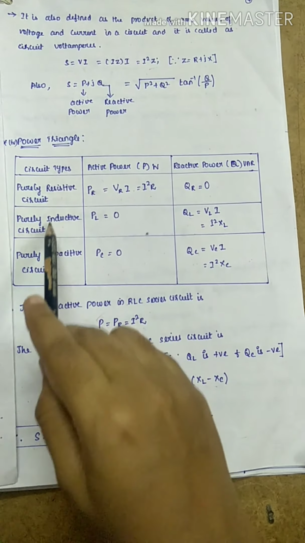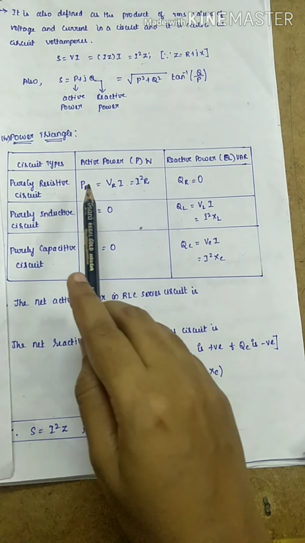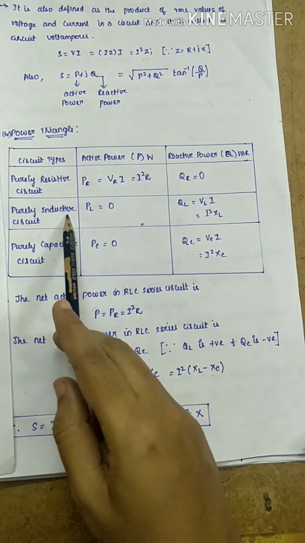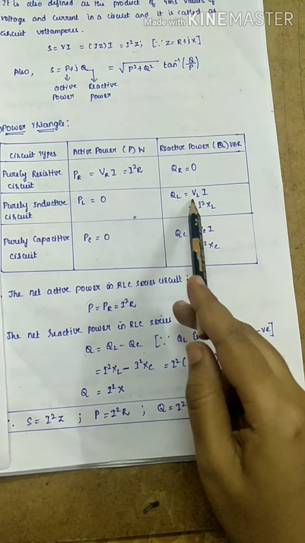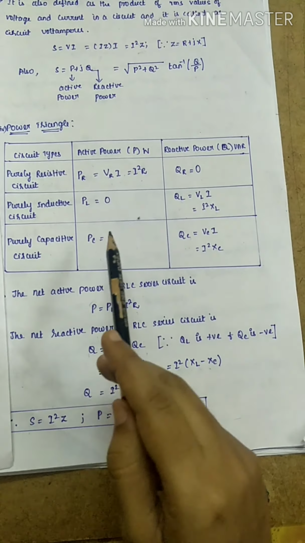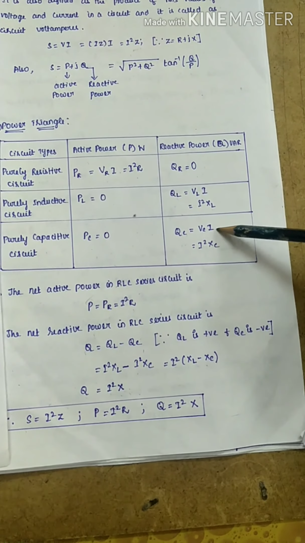Now we are going to see the circuit types and what the active power and reactive power are here. For a resistive circuit, the active power is P is equal to V into I, and reactive power is 0. For an inductive circuit, active power is 0 and reactive power is QL is equal to VL into I. For a capacitive circuit, active power is 0 and reactive power is QC is equal to VC into I.